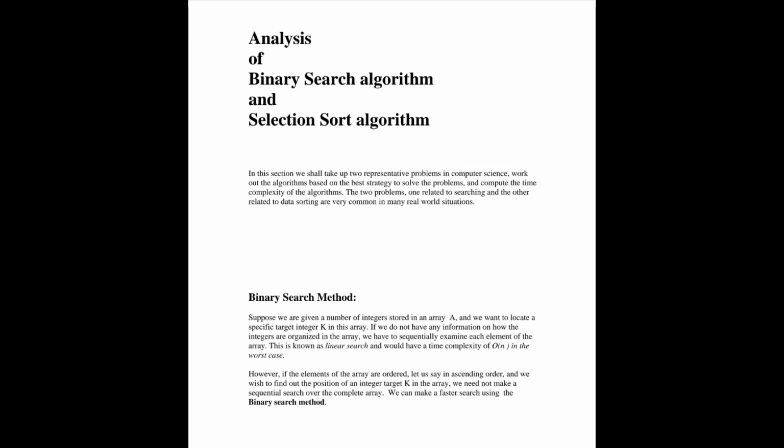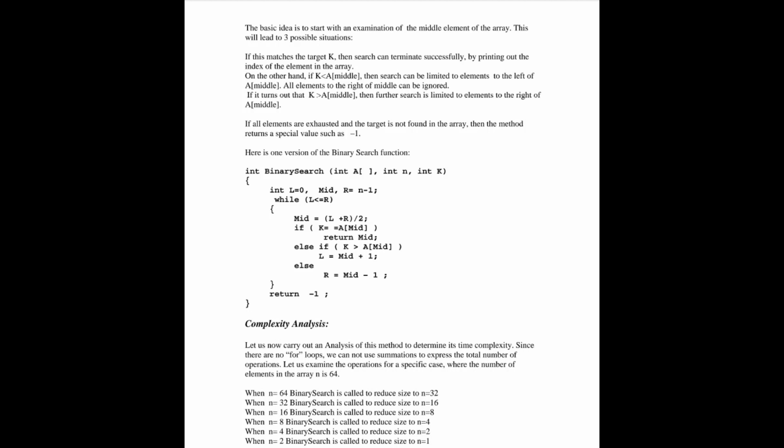However, if the elements of the array are ordered, let us say in ascending order, and we wish to find out the position of an integer target k in the array, we need not make a sequential search over the complete array. We can make a faster search using the binary search method. The best idea is to start with an examination of the middle element of the array. This will lead to three possible situations.